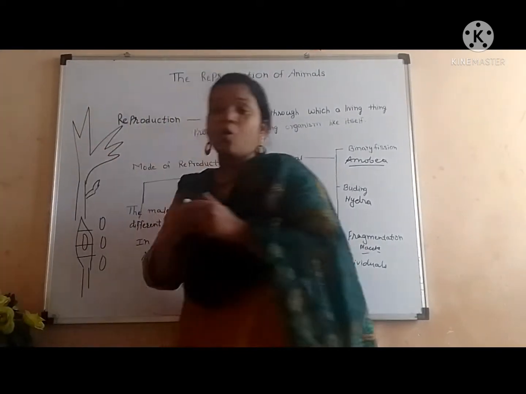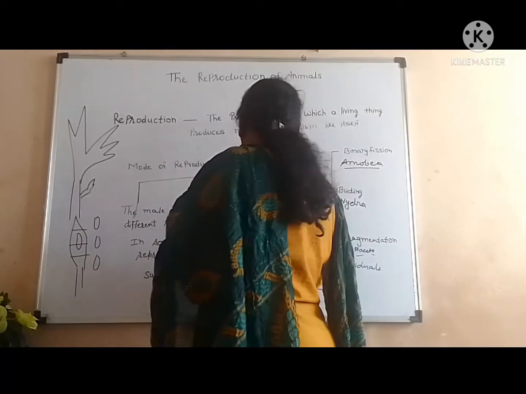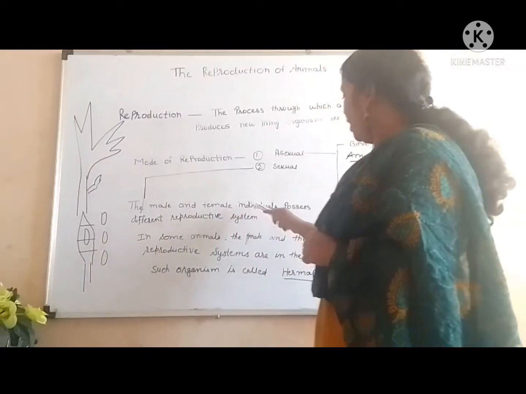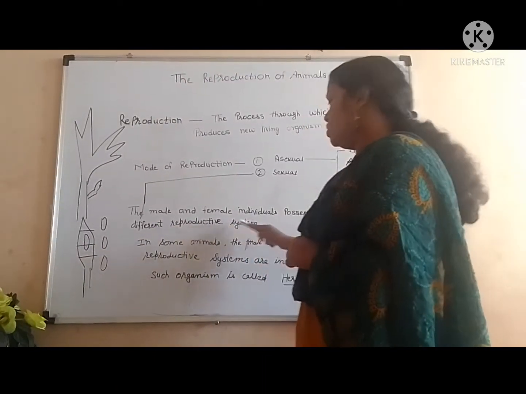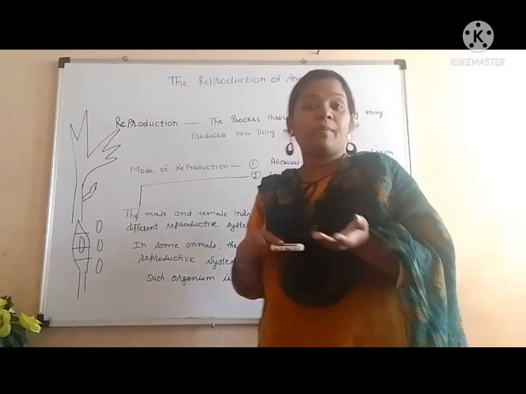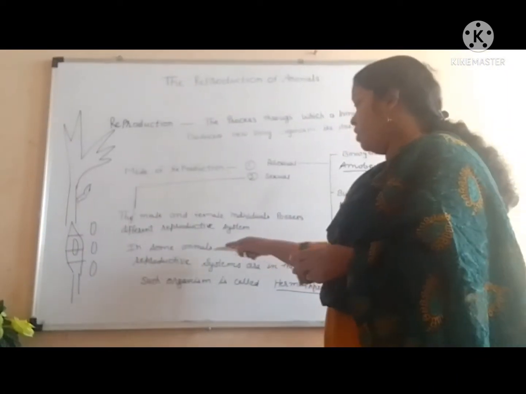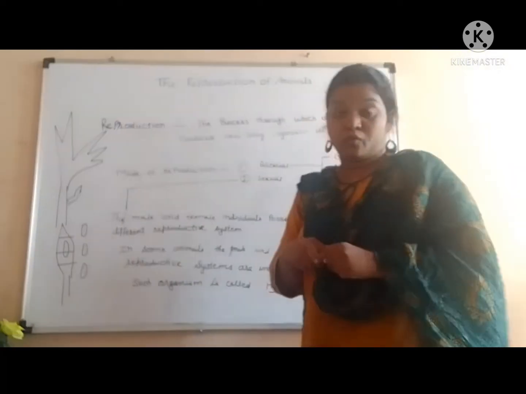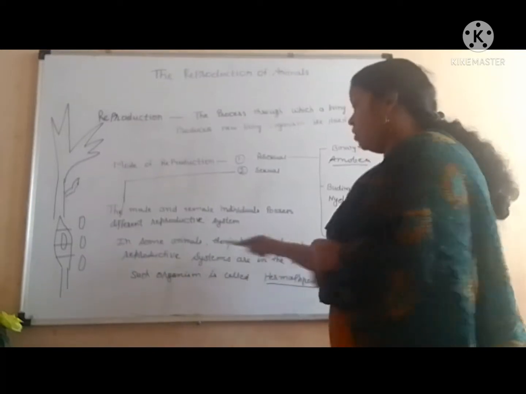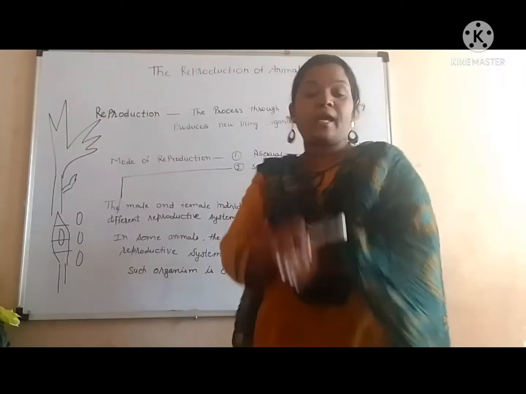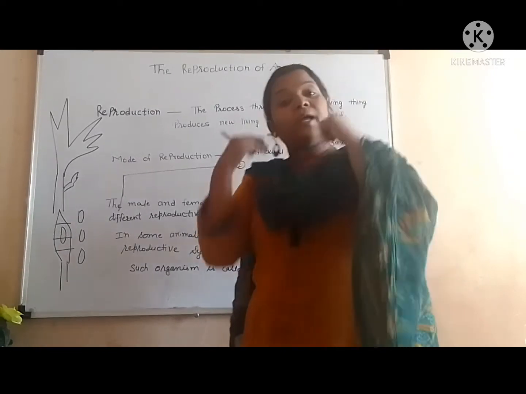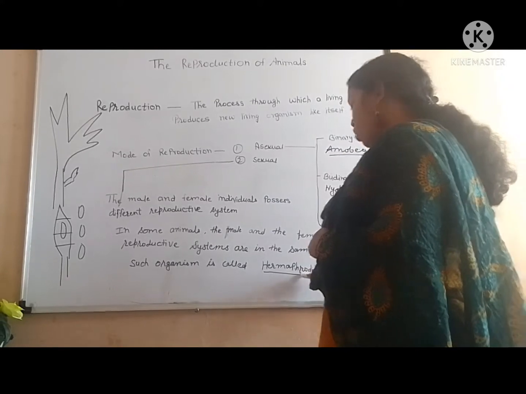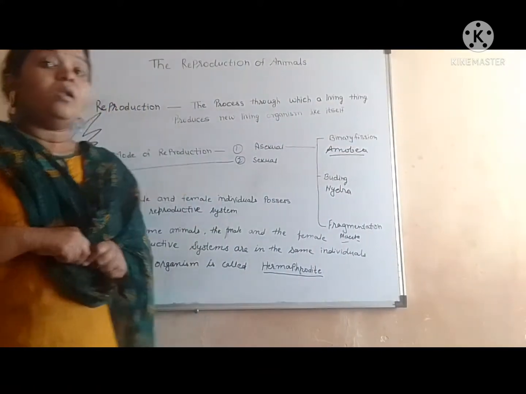Now, last comes sexual reproduction. In sexual reproduction, the male and female individuals possess different reproductive systems. In some animals, for example earthworm and flatworm, the male and female reproductive systems are in the same organism. Such an organism is called a hermaphrodite.